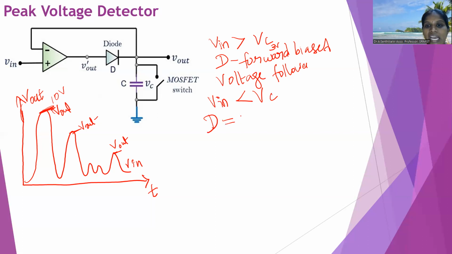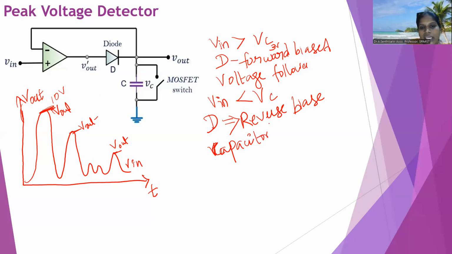The diode is reverse biased. In this condition, the Vc value is retained; the capacitor value is retained in this circuit. There is no change in the output. Suppose you want to reset the circuit, a MOSFET switch is closed to reset the circuit and make the Vc value 0.